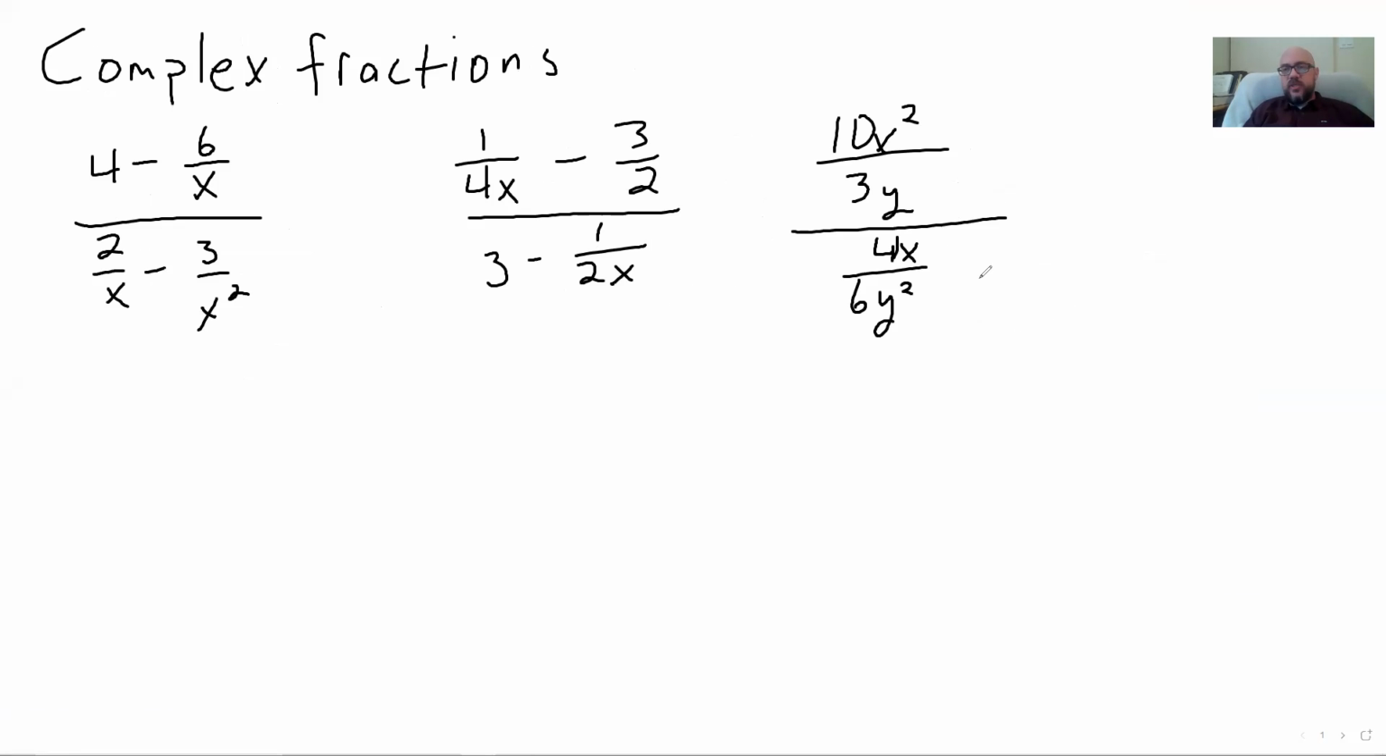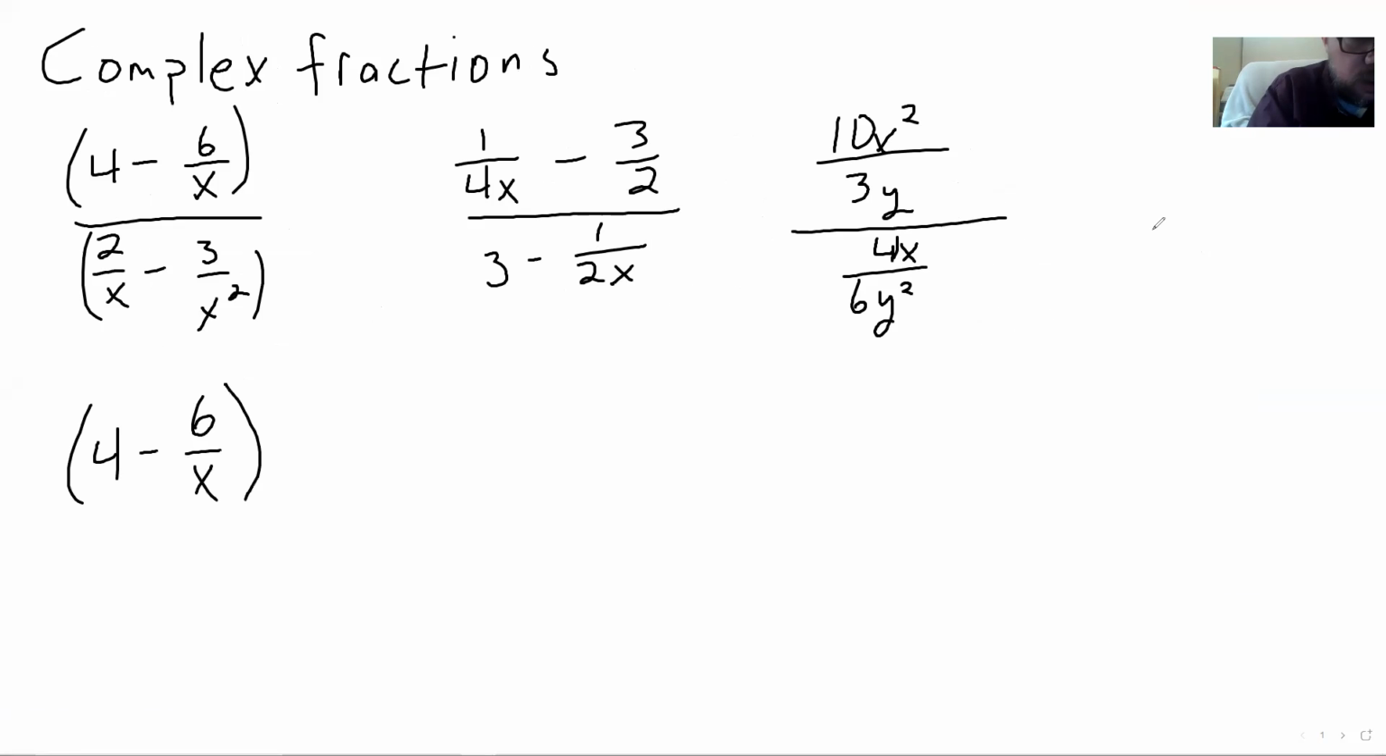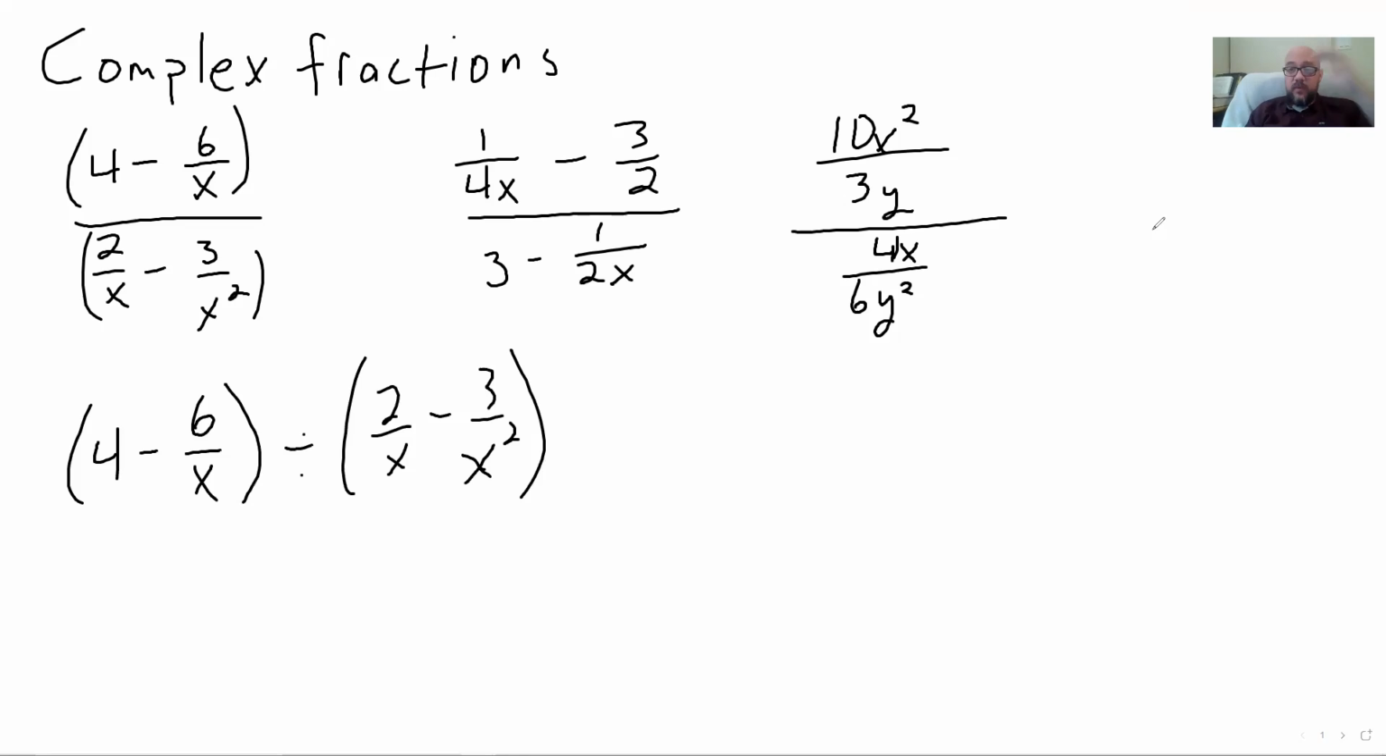this is really just division, right? Nothing has changed. This is just division. That's all fractions are. So this first one, I can think of as that. So it's really just 4 minus 6 over x divided by 2 over x minus 3 over x squared. And I've always found that when I write it like this, my students are less intimidated. So feel free to do that if it helps you.